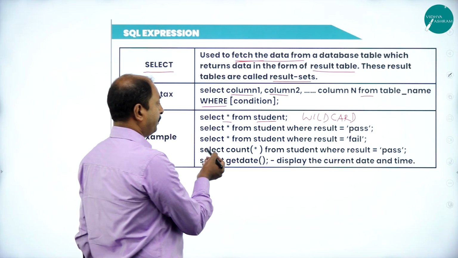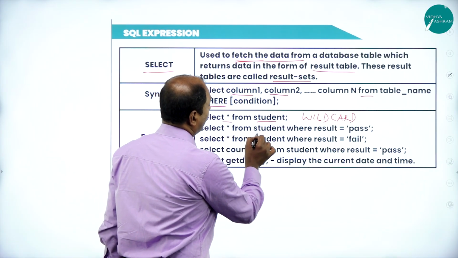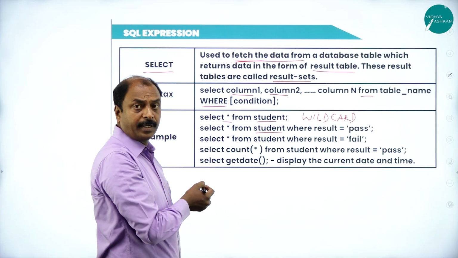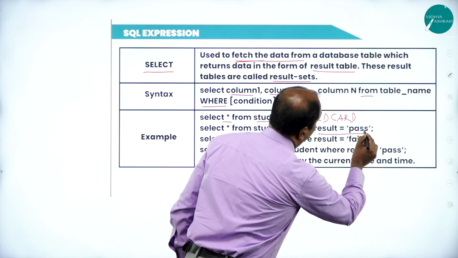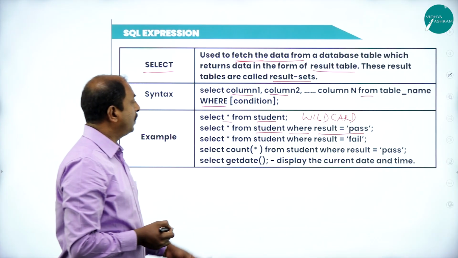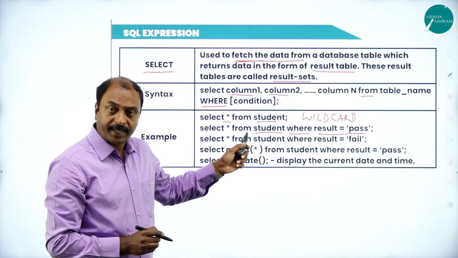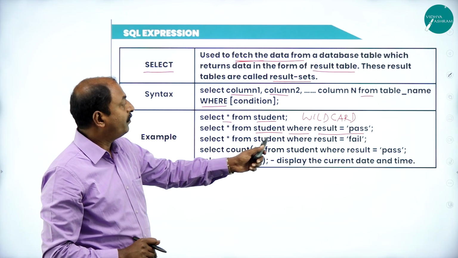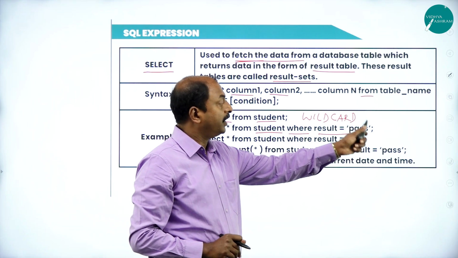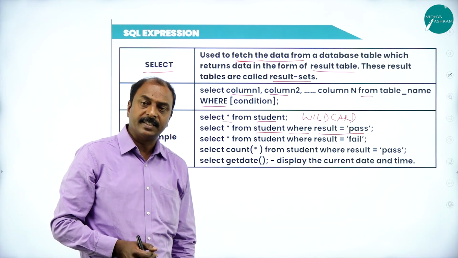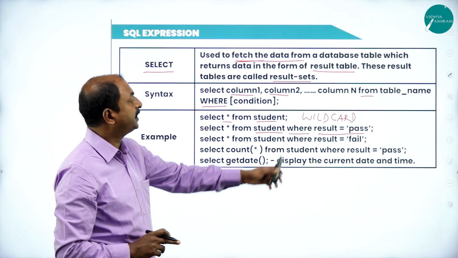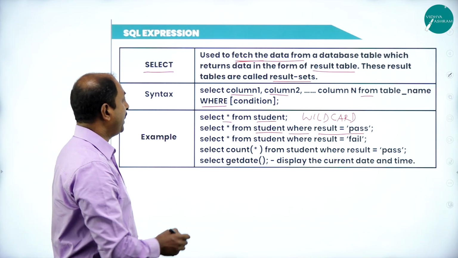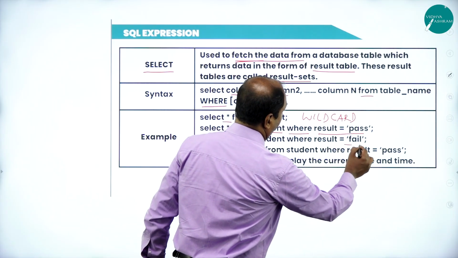Let us see one more example. Again, select star from student where result equal to pass. Here student is the table name, this is the where clause, and this is the condition now. So it is going to fetch the records of a table where the value of result equals pass. In other words, it is going to display all the records with the result as pass. Similarly, this is for fail.